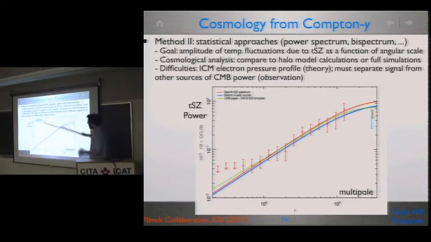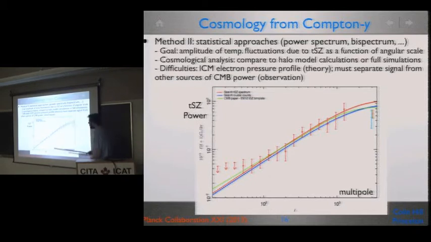So here the idea is to get the amplitude of the fluctuations due to the TSZ signal as a function of angular scale. That's how you could just describe the power spectrum. And then you do cosmology by comparing this measurement to halo model calculations or full numerical simulations of cosmological volumes.